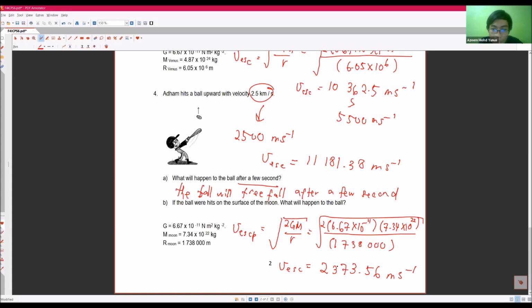So if you compare 2,500 with 2373.56, 2,500 is larger. Thus, the ball can escape from the moon and revolve. So we can say that the ball escapes from the moon and orbits the moon with constant linear speed.